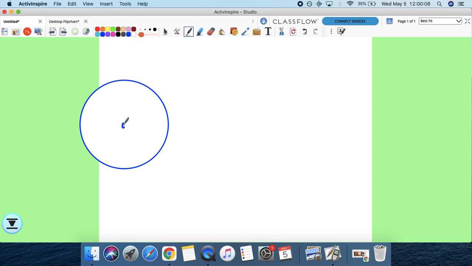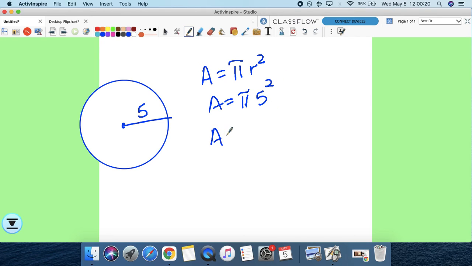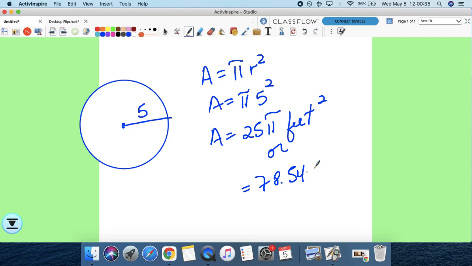5, the radius is 5 feet, so we don't have to do anything. So it's so easy. A equals pi r squared. A equals pi, r is 5, so it's 5 to the second power. What's 5 to the second power? It's 25, so 25 pi feet squared. Or, if you multiply 25 times pi, you get 78.54 feet squared.